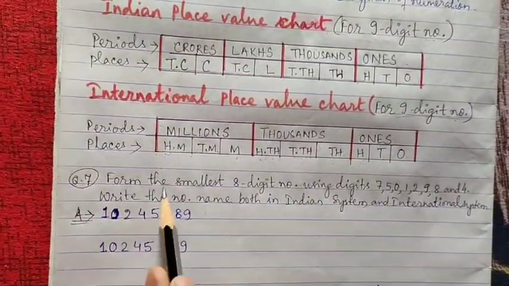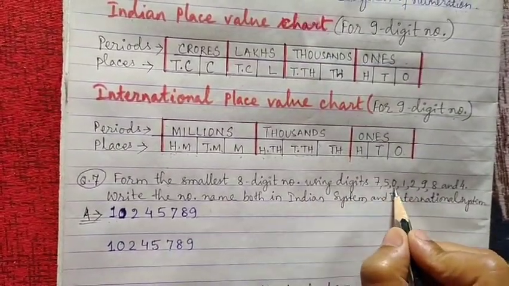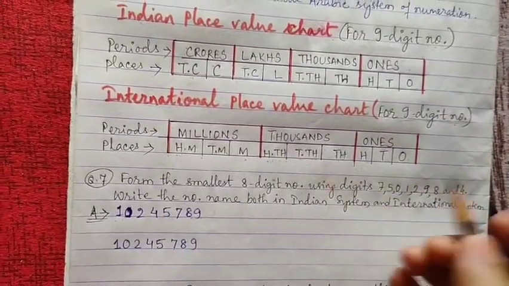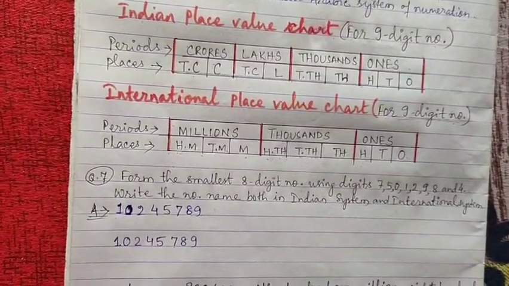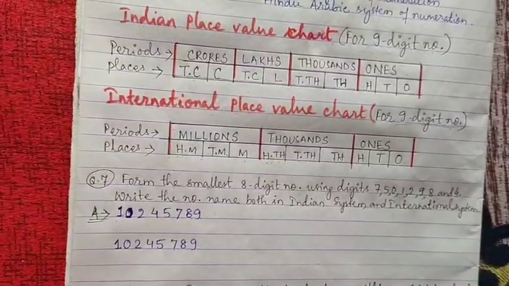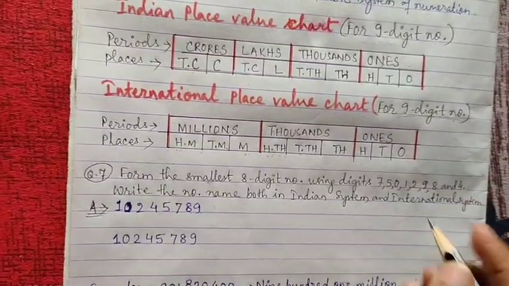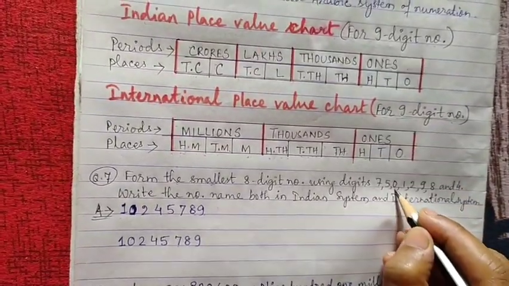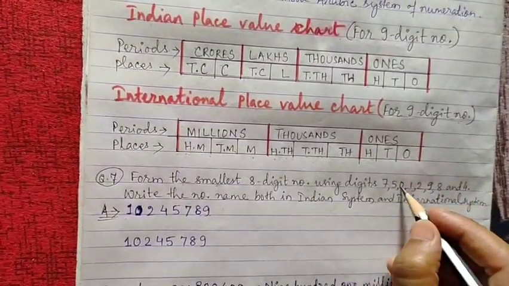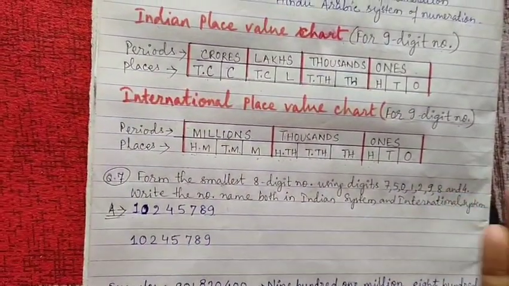The question is: form the smallest 8-digit number using the digits 7, 5, 0, 1, 2, 9, 8 and 4, and write the number name of that number formed both in the Indian system and the international system. So let us first write the smallest 8-digit number using these 8 digits. As you are going to write the smallest 8-digit number, you should start from the smallest digit. So the smallest among these digits is 0. But if you start from 0, then the remaining 7 digits will have value, and 0, as it is written on the left hand side, will not have any value. It will be a 7-digit number.